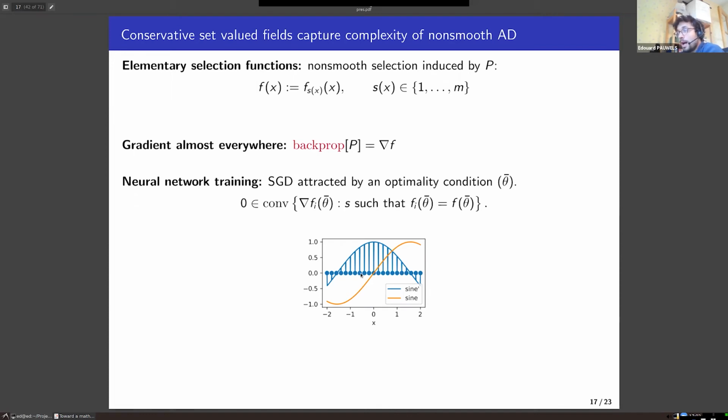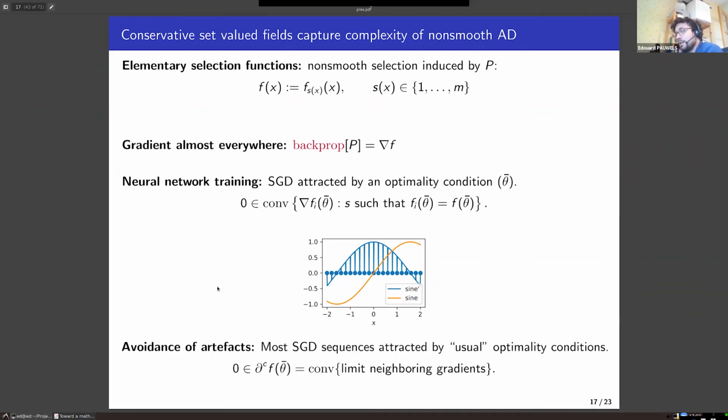But then we may ask the question: does it occur often? Do SGD sequences, or sequences generated by a learning algorithm, converge to those artifacts often or not? And the answer turns out to be negative in this case, meaning that most SGD sequences, and there is a quantification of what this "most" means, but a majority of SGD sequences generated by a learning algorithm are attracted by usual optimality conditions. Usual means that they actually don't see the artifacts here. They converge to points which satisfy a true optimality condition, let's say. So that's the theory that we had.